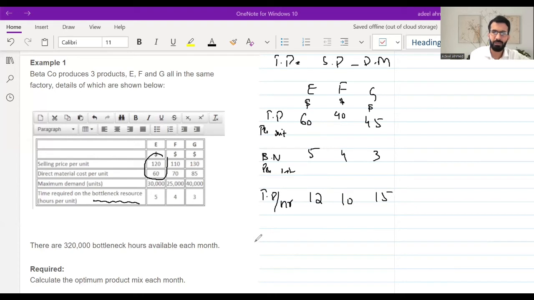Now it would effectively mean that we can rank our products. Ranking is based on the maximum throughput per machine hour or per bottleneck hour.